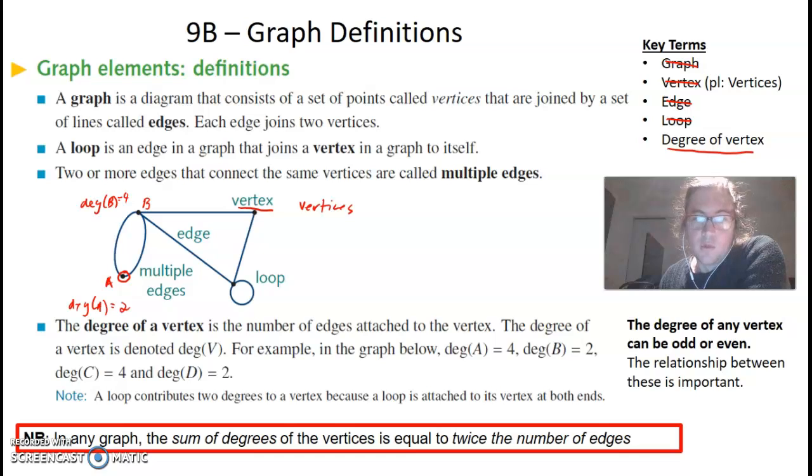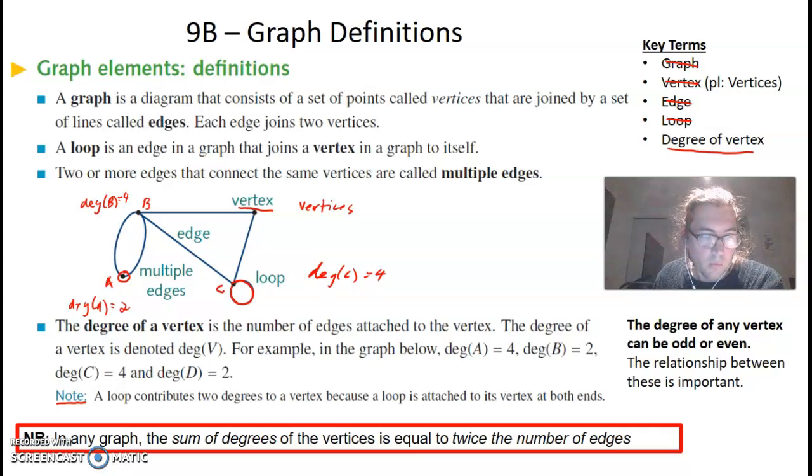Okay, with a loop, it gets a bit trickier. So if I call that C, this loop will add a 2 to the degree of C. So there's 1, 2, 3, 4. The degree of C is 4. This loop here, which I'll colour in red, adds degree 2. So a loop always adds degree 2, by this note down here.